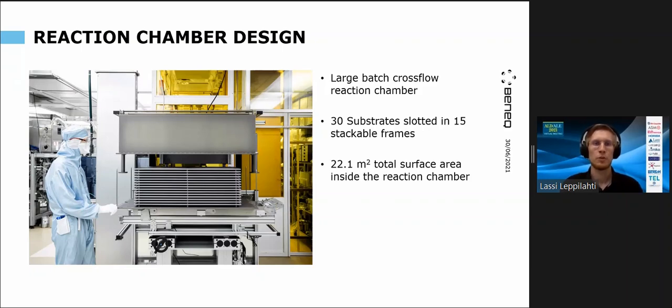The substrates are slotted on these 15 frames, two per frame. So we have 30 substrates slotted in. This makes it a very flat surface, with very, very even gaps between these, to address the problem of precursor delivery everywhere. We have a 22.1 square meter total surface area inside this reaction chamber. It includes the substrates, the frames, and the chamber itself, without considering the surface roughness.